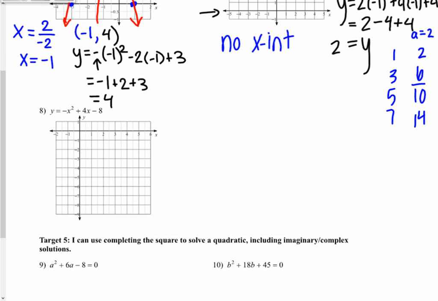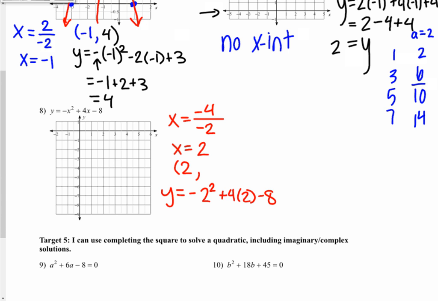Number 8, again, starting with our vertex, trying to find that x value. So negative b, or negative 4, over 2a. Here my a value is negative 1, so 2a is going to be negative 2. So my axis of symmetry is x equals 2, and the x of my vertex is 2 also. We'll plug 2 into our equation, so we have y equals negative of 2 squared plus 4 times 2 minus 8. 2 squared is 4. We need to make that negative, so I have negative 4 plus 8 minus 8. So my y value of my vertex is negative 4.